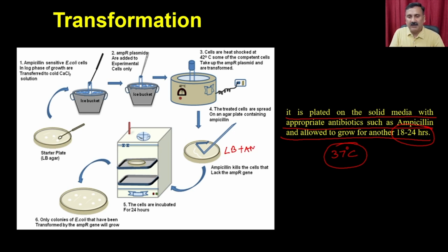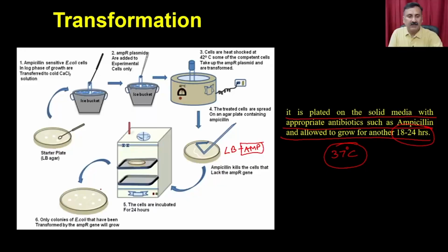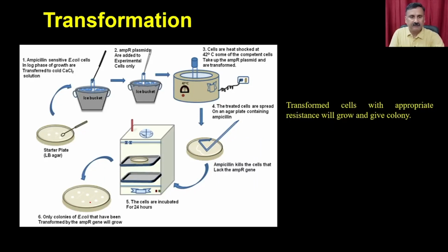For example, in this case we have taken the ampicillin resistance gene. When you do the ampicillin plating and incubate for 18 to 24 hours, it is going to form colonies, and these colonies are the transformed colonies which have taken up the DNA. The untransformed cells will not have the ampicillin resistance, and that is why they will die on this LB ampicillin plate. So, transformed cells with the appropriate resistance will grow and give you colonies.